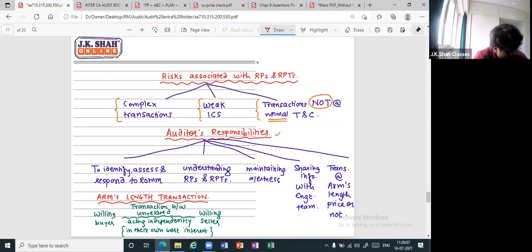Then see, what are the auditor's responsibilities? Very simple. To identify, assess and respond to ROMM. So if he comes across related party transactions which are not at arm's length, can I say ROMM is high? So obviously he will check more. Then he should understand the related parties and the related party transactions, whether the relationship is direct, indirect, however it is. Thereafter, you have to maintain alertness, skepticism. You have to have a questioning mind.